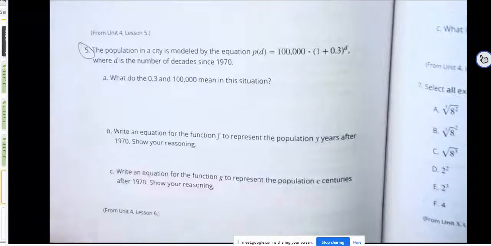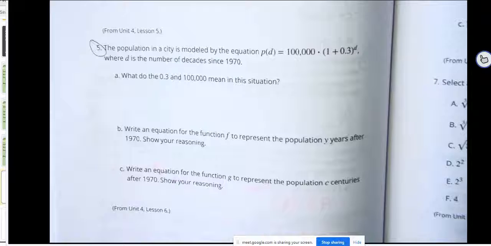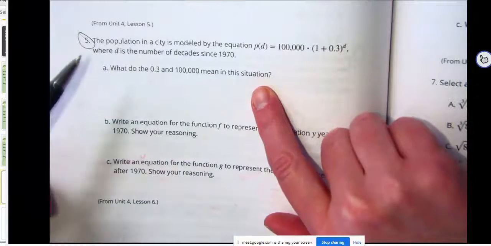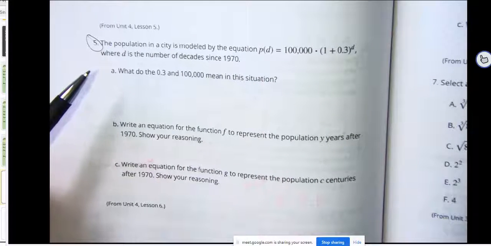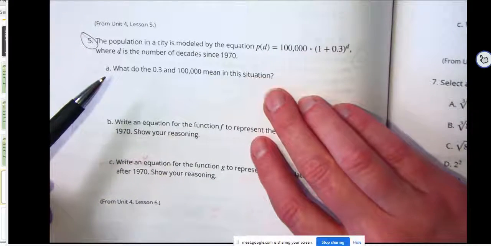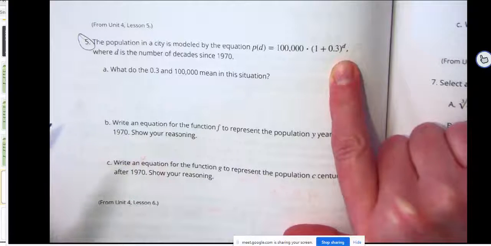Nice. And one last one to look at from our practice problems. People asked in lesson 7 to look at number 5. An excellent one to look at because we're going to interpret some values and information. So a population in a city is modeled by an equation given here. D is the number of decades, so I'm going to keep that in mind.